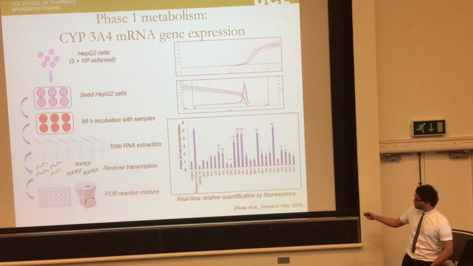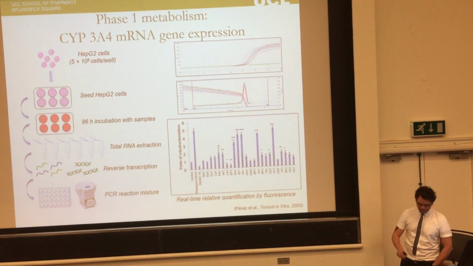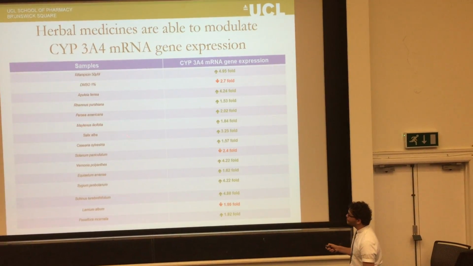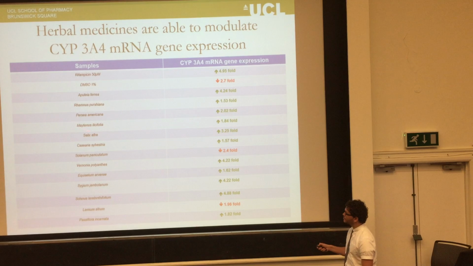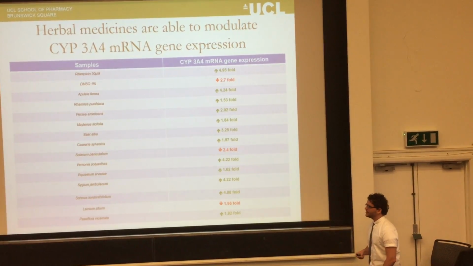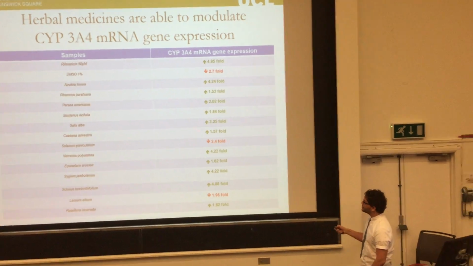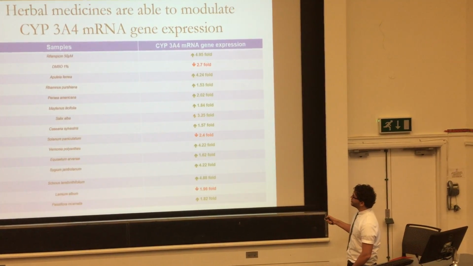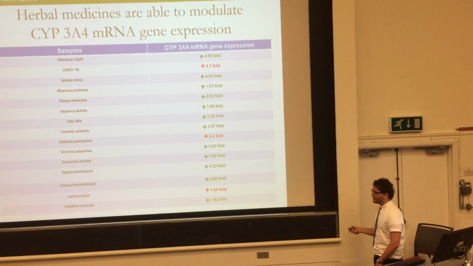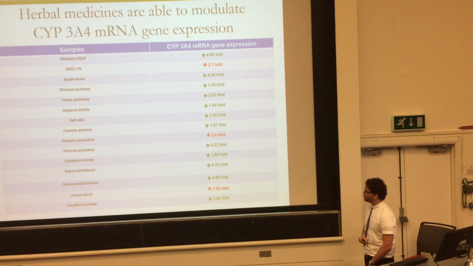I'm not going to go into details because of the time here for all those results, but I summarized this table here. I can just highlight a few very interesting results we had, like Salvia, for example, and Passiflora incarnata are herbal medicines widely used here in Europe. As you can see, at this concentration, it was able to increase our RNA expression 3.25-fold, and Passiflora incarnata 1.82.